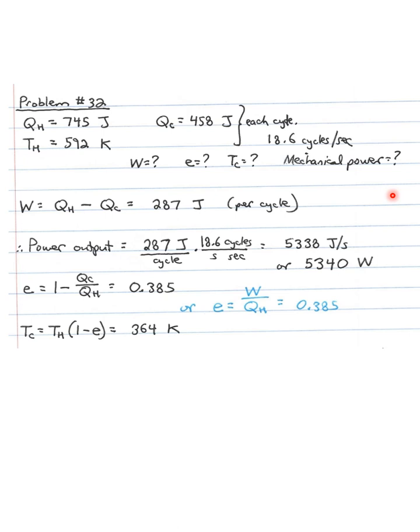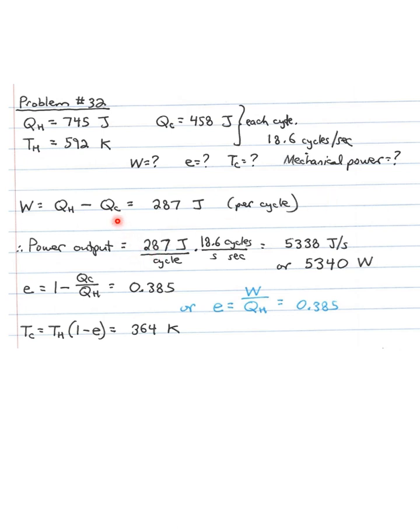About what this 18.6 cycles per second means. So for the first question, what is the work? Conservation of energy says work is Q sub H minus Q sub C, and we get 287 joules.